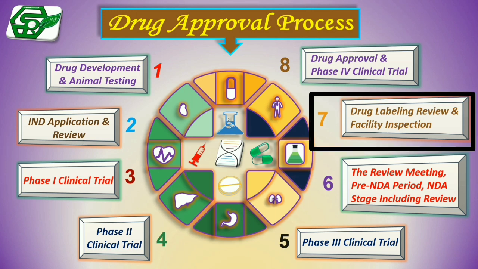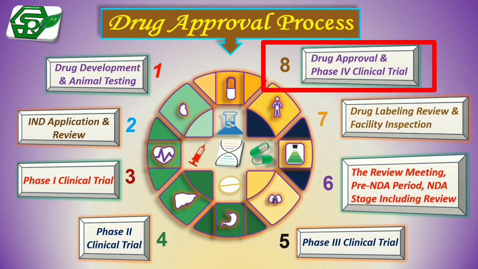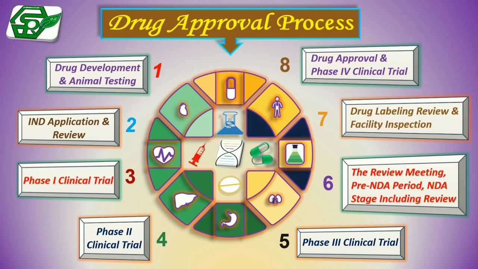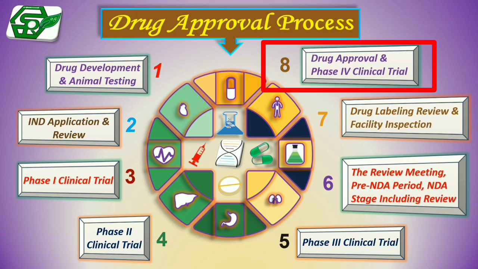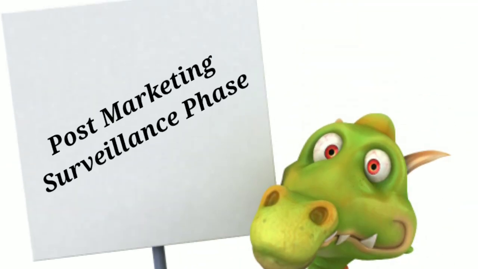And this is followed by the inspection of the facilities where the drug will be manufactured as a part of approval process. Last important step is drug approval and phase 4 clinical trial. This step involves approval of application or issuance of a complete response letter. Phase 4 trial is also referred to as post-marketing surveillance phase, which involves adverse drug reaction studies.